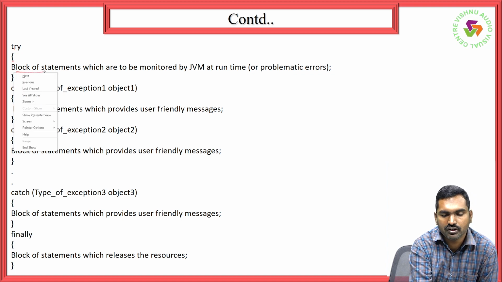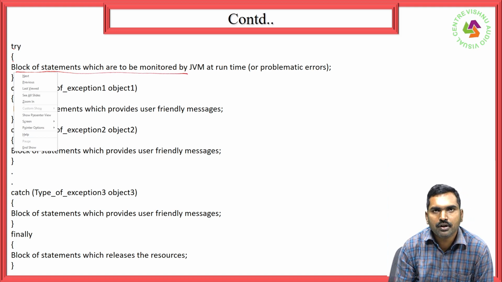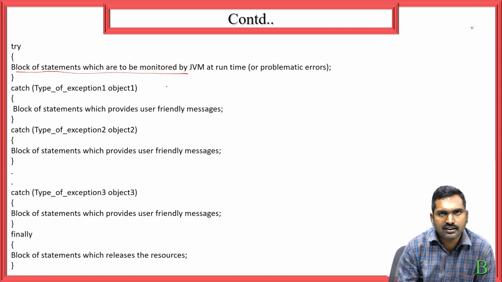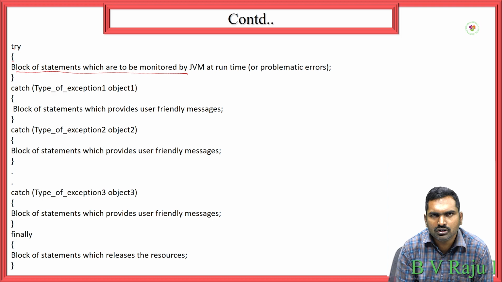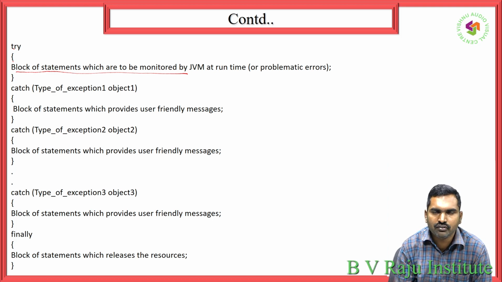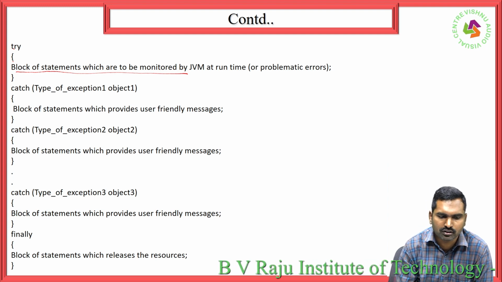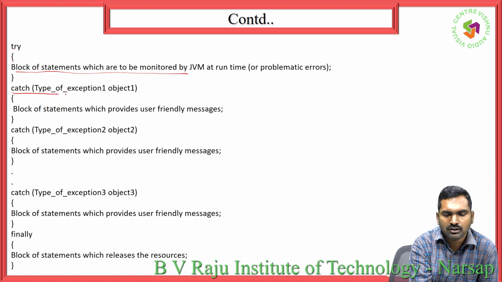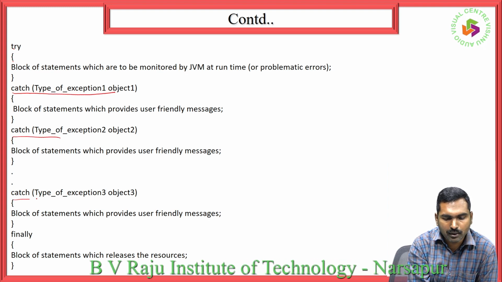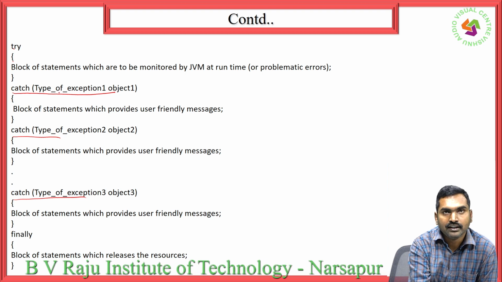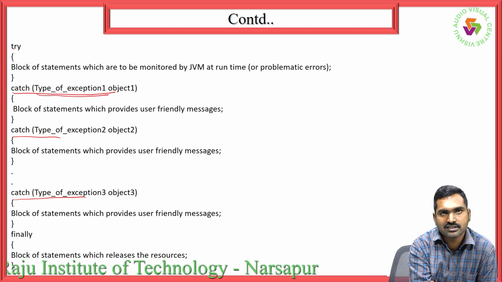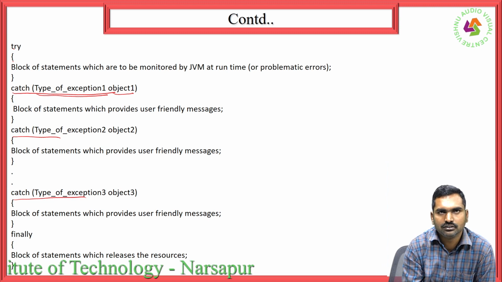Inside the try block we need to write the statements which may cause problematic errors. These statements will be monitored by JVM. For each try block, we must include at least one catch block, or we can write more than one catch block, but it will execute only one catch block. So here in the syntax, n number of catch blocks are written. Inside the catch, we need to mention the type of exception and object.